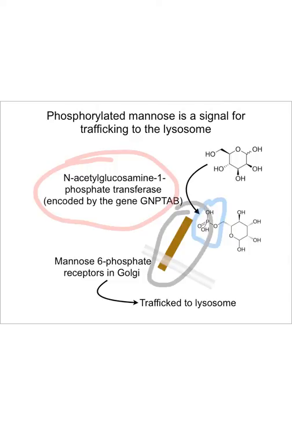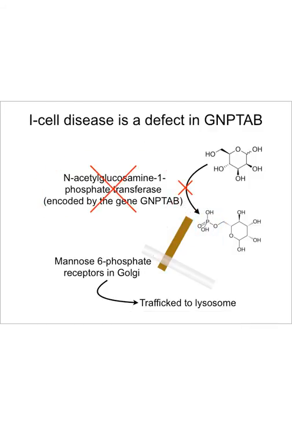residues and makes that particular protein go away from the trafficking pathway which goes to the cell surface, but instead traffics to the lysosome. So phosphorylated mannose is a signal for trafficking to the lysosome. So what you might not be too surprised to hear is that the defect in I-cell disease is a defect in the phosphorylation of this mannose.